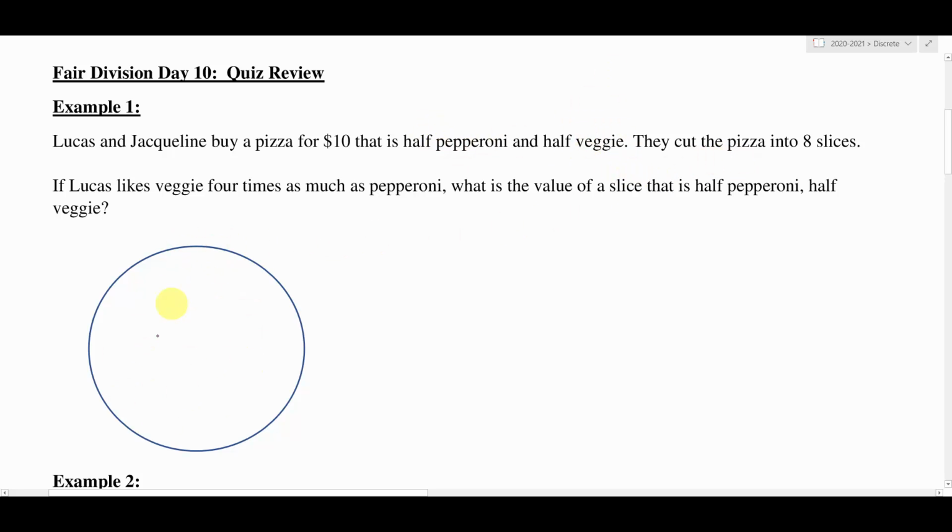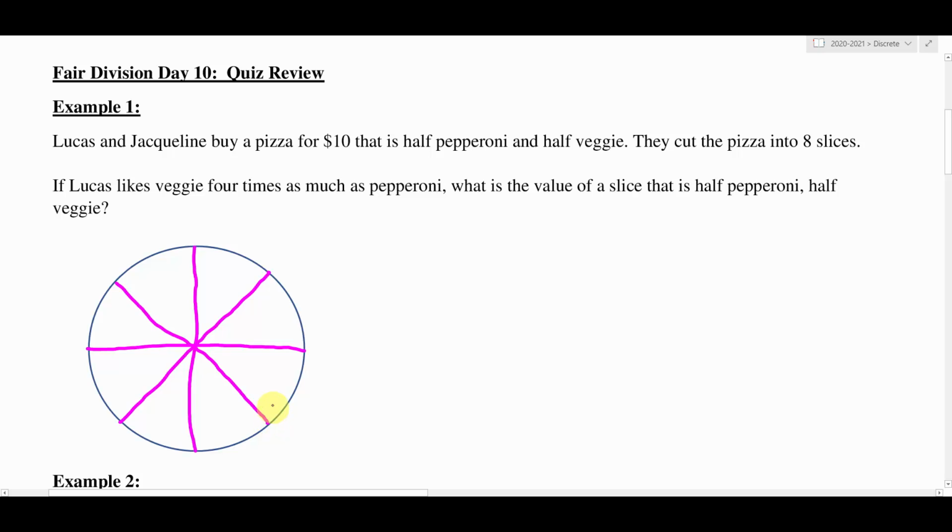So here I've got a circle representing my pizza, so I'm going to go ahead and cut this thing into 8 slices, just like it says in the problem. And you may or may not need to do this, and it's okay if you don't, but some people really like having just a visual aid to help them think about how this division goes. And I know it helps me. I'm very much a visual person.